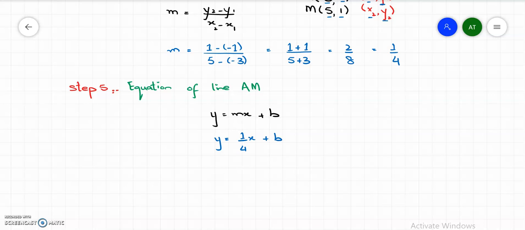Okay, now how do we solve for b? To solve for b, you can take any point, A or M. You can use A or you can use M to solve for the b. But here I would like to use M to solve for b, and the M point is 5 and 1. So my x value is 5 and the y value is 1. So 1 equals 1 divided by 4 times 5 plus b.